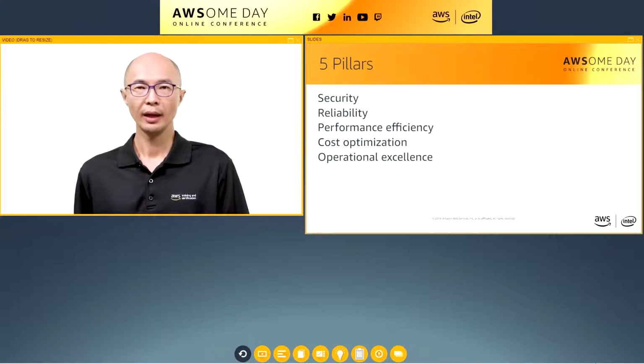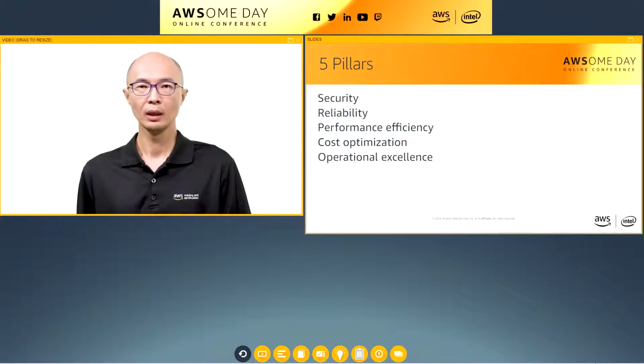With that, AWS has developed a guide to help you with the design of your architecture from 5 different perspectives or pillars. The pillars are security, reliability, performance efficiency, cost optimization, and operational excellence. Let's go into more details.